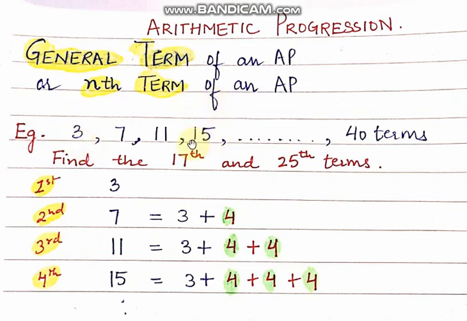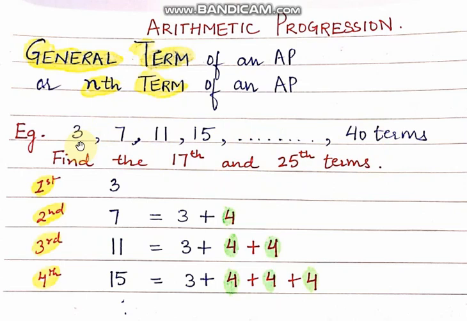I've given you a sequence of numbers like 3, 7, 11, 15, and so on, and we are talking up to 40 terms. In the last video, you got familiar with finite and infinite arithmetic progression. So obviously I'm talking about the finite AP here, just up to 40 terms, right? The question is: can we find the 17th and the 25th terms for this particular sequence, which is a sequence of 40 terms?